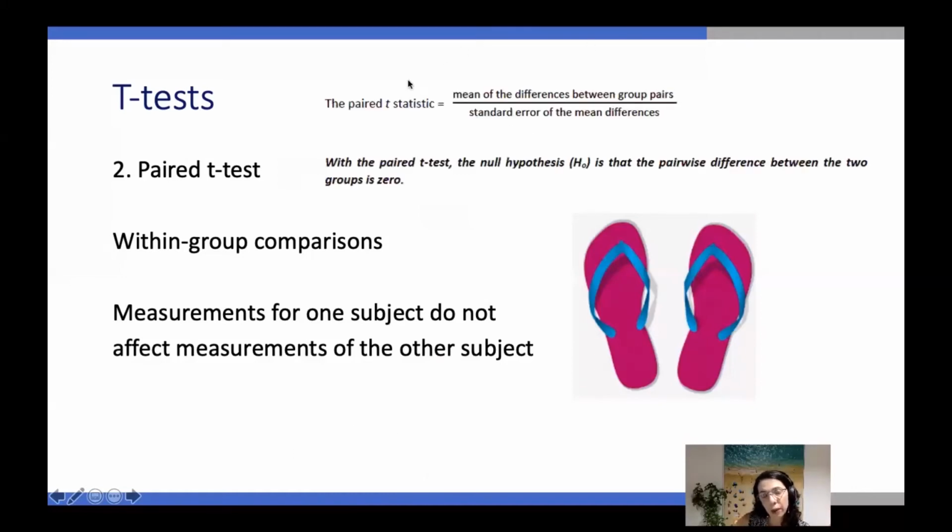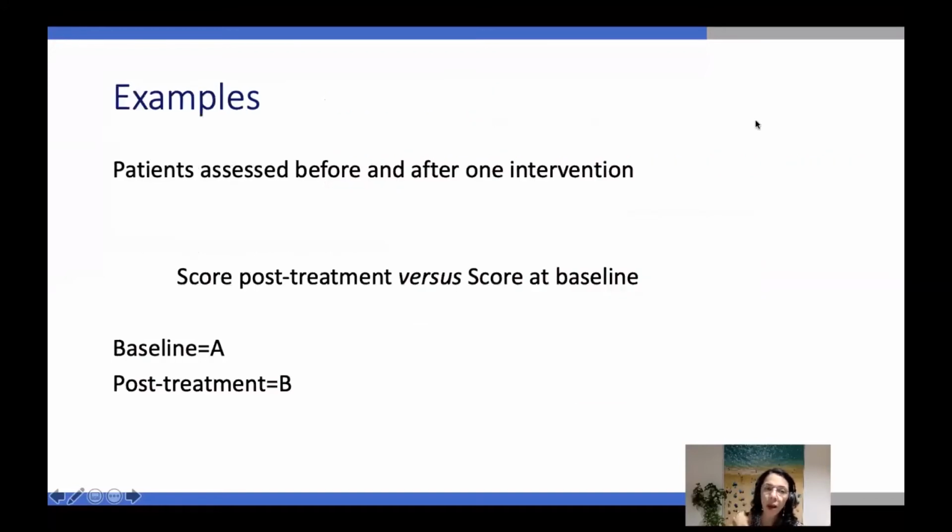This is the formula for the paired t-statistic. Again, it is the ratio between differences in means, now in means of pairs, divided by the standard error of the mean differences. So the null hypothesis is that the pairwise difference is 0. So, patients assessed before and after one intervention. Let's say again we have that. Now we will have just one group of patients, and we'll call A the measurements performed at baseline, and B the measurements performed after treatment.